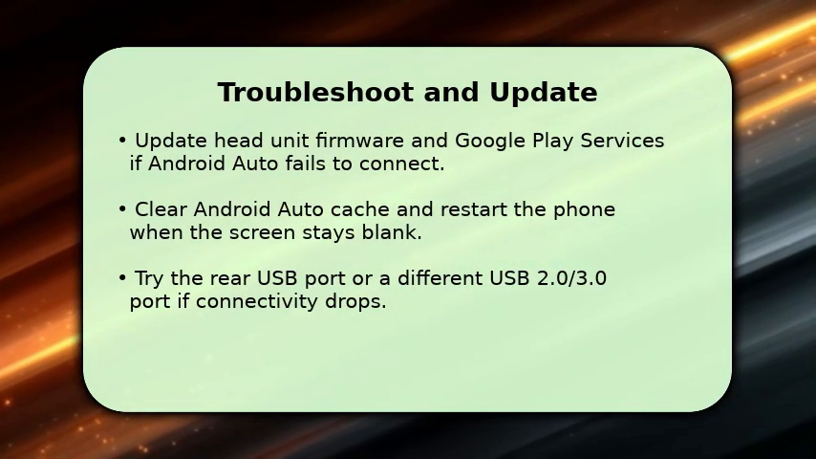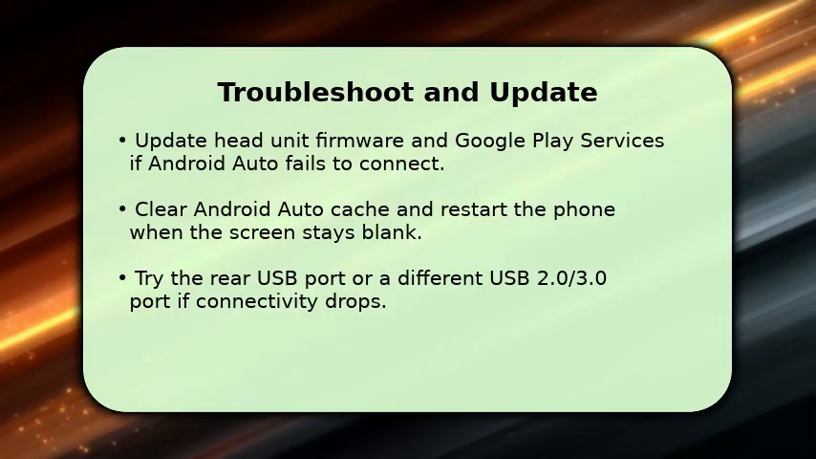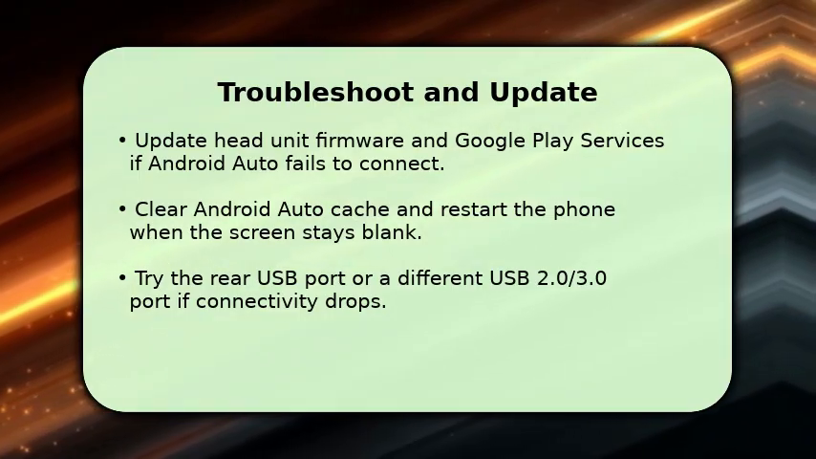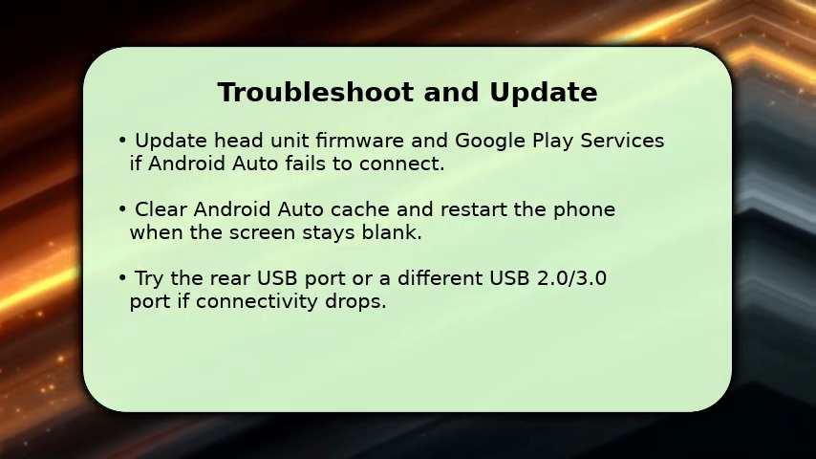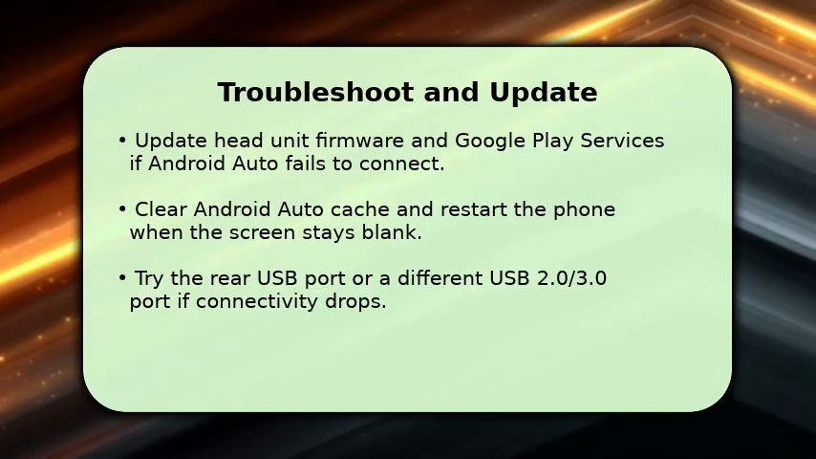If Android Auto fails, first update the Toyota head unit firmware through your dealer or official USB update. Update Google Play services and the Android Auto app on your phone before retrying. Clear the Android Auto app cache and reboot the phone to resolve persistent blank screens.